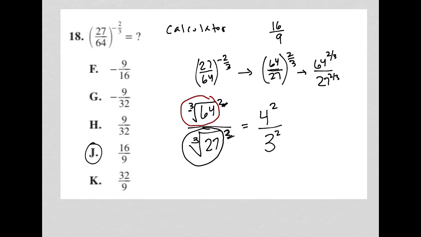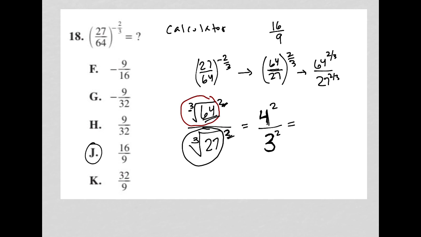So cube root, again, just means what number multiplied by itself 3 times will equal the number under the cube root, right? So 4 times 4 times 4 is 64. That's why 4 is the cube root of 64. And 3 times 3 times 3 is 27. That's why 3 is the cube root of 27.